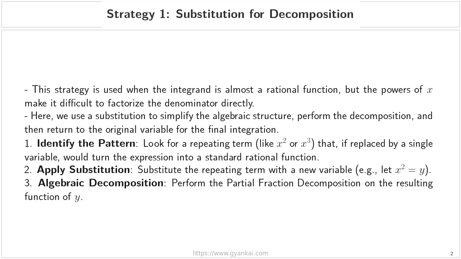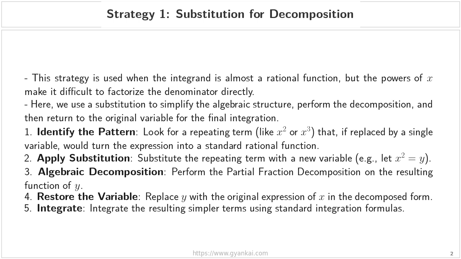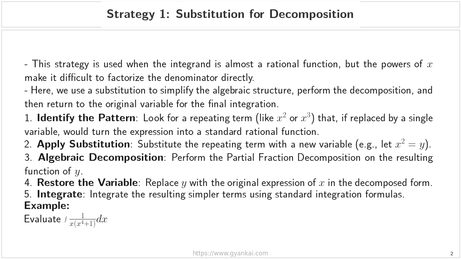Then, algebraic decomposition. This is where we finally get to use our partial fraction decomposition skills. But now, instead of working with x, we're working with the new variable, y. After that, restore the variable. Don't forget, once you've decomposed the function in terms of y, you need to replace y with its original expression in terms of x. This brings us back to the original variable we started with. Finally, integrate. Now that you have a simplified expression, you can integrate it using the standard integration formulas we've already learned. Let's illustrate this with an example.